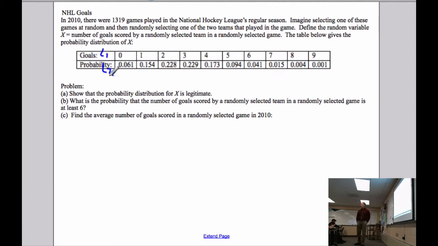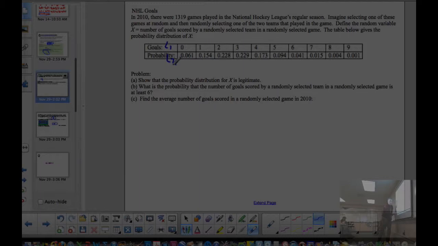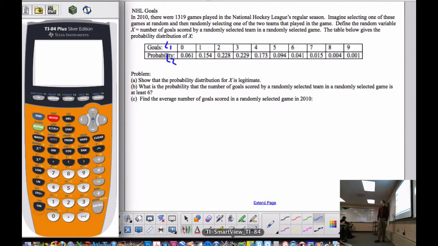All right. Go to stat, edit, list 2, clear it out. I'll read you the numbers. Type these in: 0.061, 0.154, 0.228, 0.229, 0.173, 0.094, 0.041, 0.015, 0.004, and 0.001. Now these should match up. Does order matter? Yes, you should have these numbers matching up. That will make a difference.